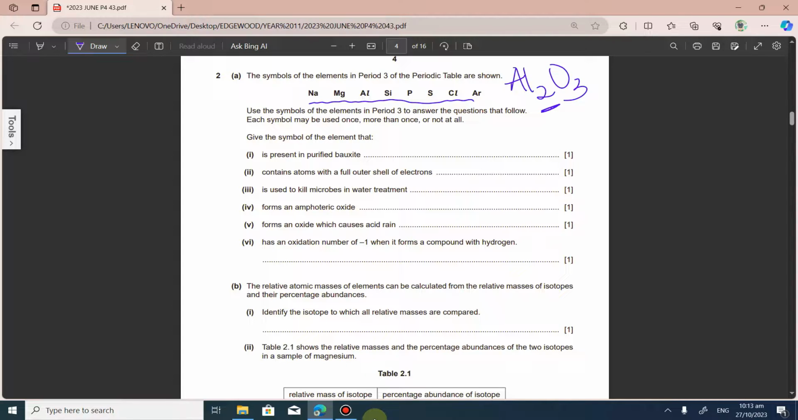You see that aluminium is the perfect answer to this. So it is one of these, the mineral ore for the extraction of aluminium. All right, that's purified bauxite through the process of electrolysis.